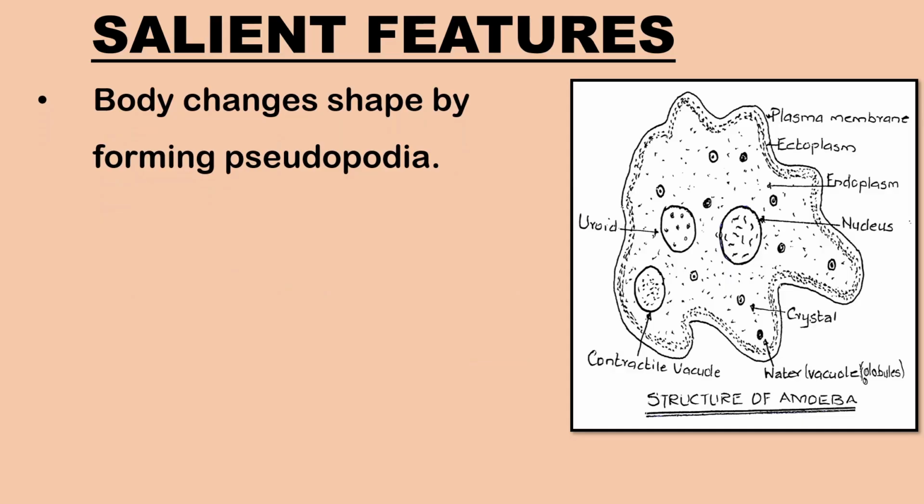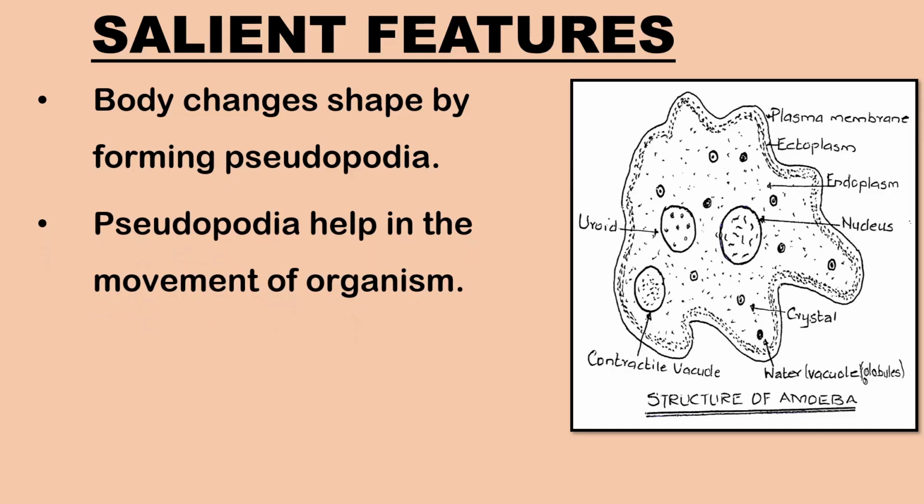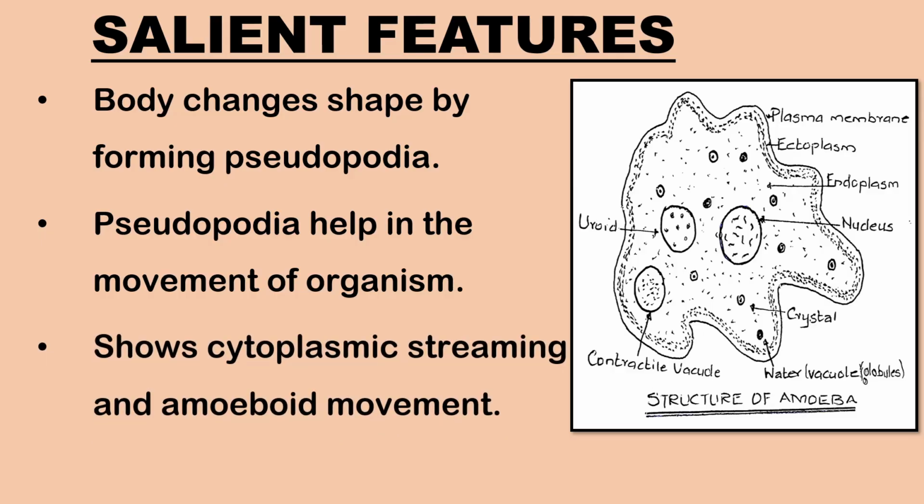The amoeba has an irregular body which changes its shape due to the formation of blunt projections from the surface of the body known as pseudopodia or lobopodia. Pseudopodia help the organism to move about from one place to another. Amoeba shows amoeboid movement due to the cytoplasmic streaming by the interaction of actin and myosin protein filaments.